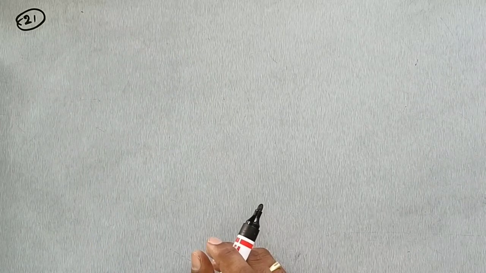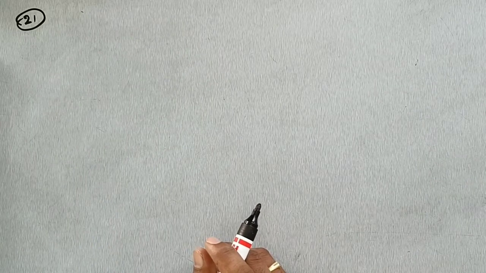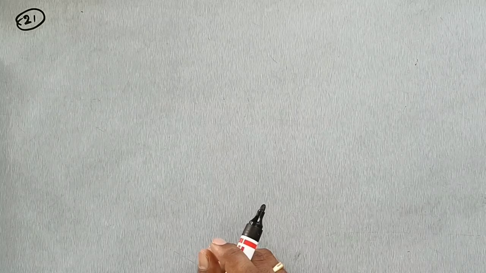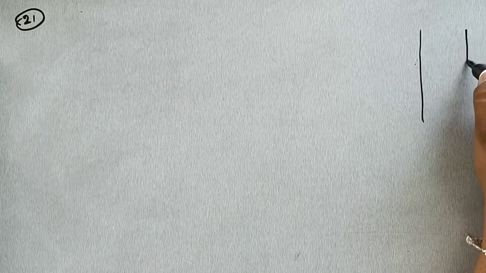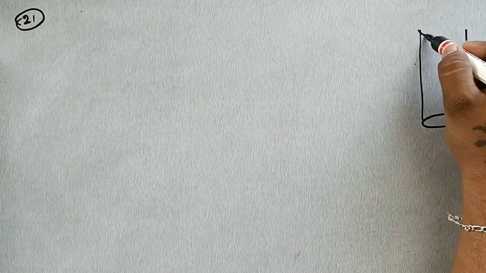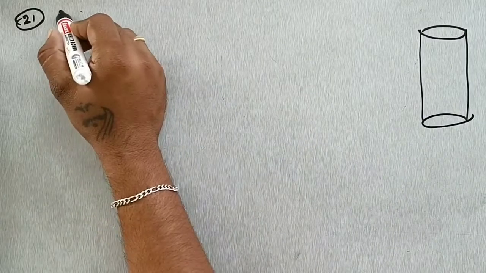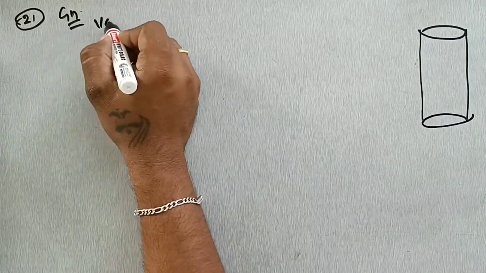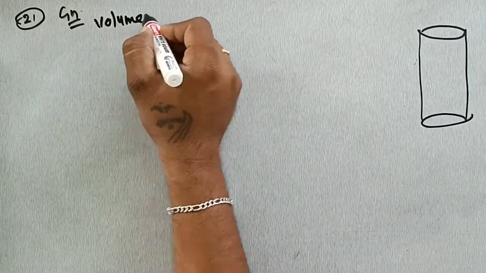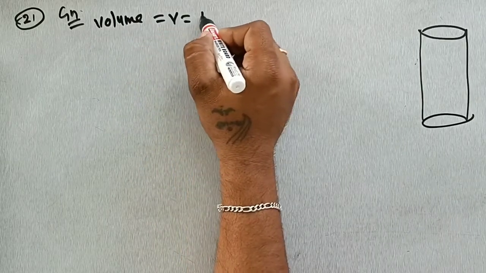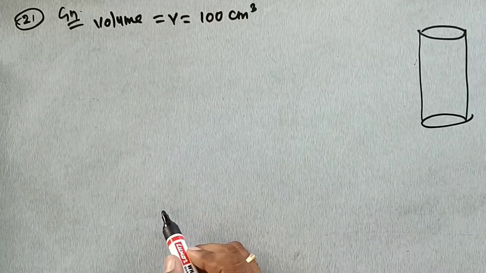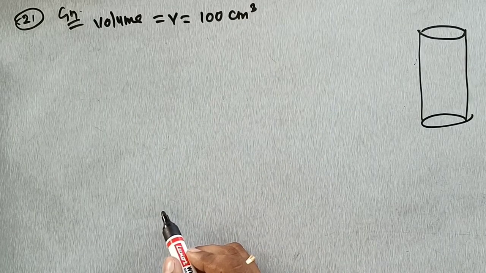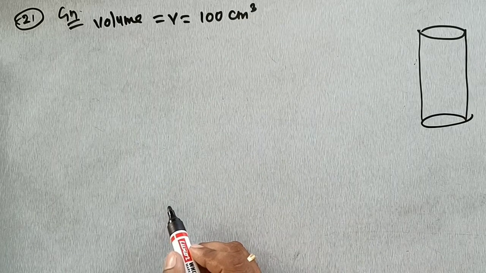Of all closed cylinders, a right circular cylinder is given which is closed, and the given volume is 100 cubic centimeter. So what is given? Volume V equal to 100 centimeter cube. Next, find the dimensions of the cylinder with minimum surface area.